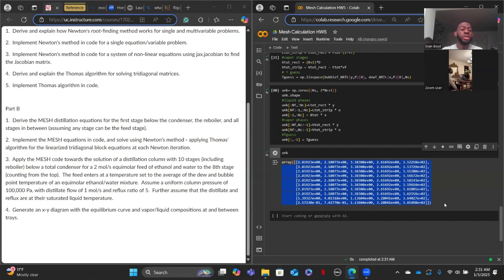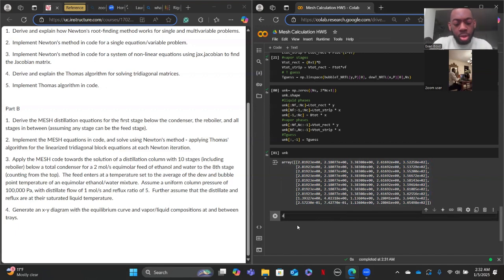We are good now, so we will start with deriving the MESH distillation equations for the first stage below the condenser, the reboiler, and all the stages in between, so the stripping and rectifying stages. The three equations that we're looking for are our mass balance, our equilibrium relationship, and our enthalpy balance. Okay, so we can start first with our first stage below the condenser.